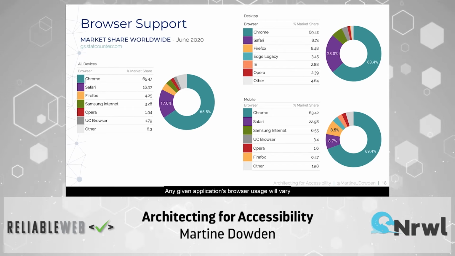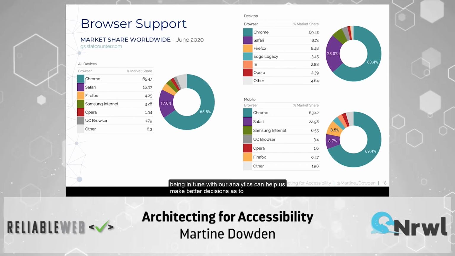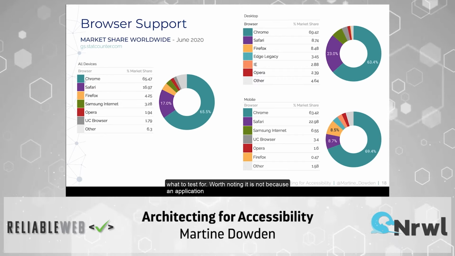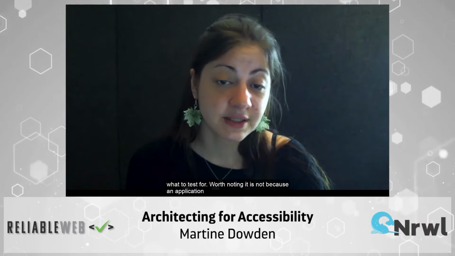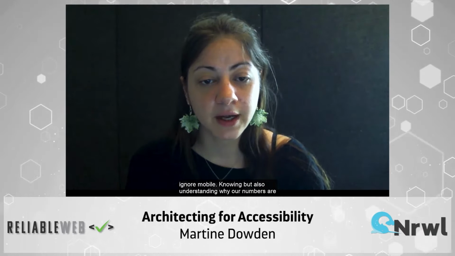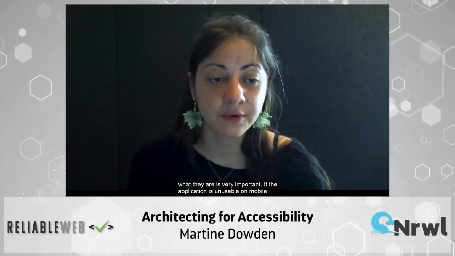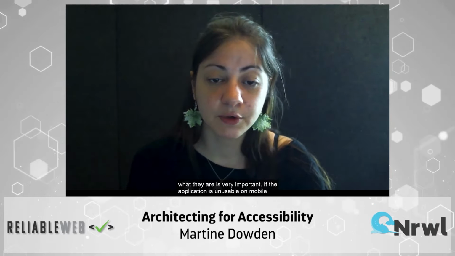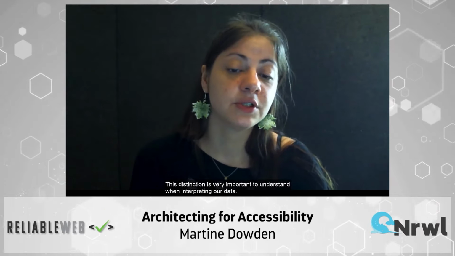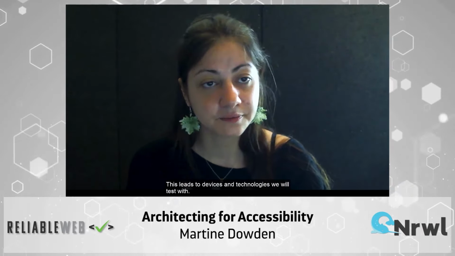Any given application's browser usage will vary. Being in tune with our analytics can help us make a better decision as to what to test for. Worth noting, it is not because an application has a very small percent of, say, mobile users that we should therefore ignore mobile. Knowing but also understanding why our numbers are what they are is very important. If an application is unusable on mobile, the stats are not going to show a lot of mobile users. It does not mean that our users don't want to use it on mobile. This distinction is very important to understand when interpreting our data.